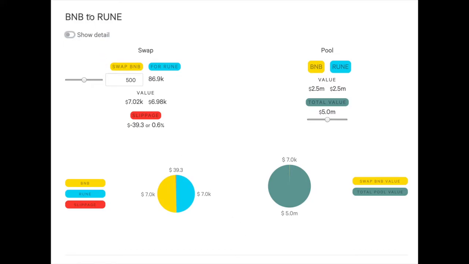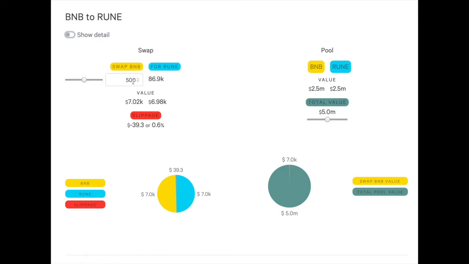So the first example is that we're going to swap BNB for RUNE. Now, we're going to use a pool. As I mentioned before, when you swap on THORChain, you're swapping across either one pool or two pools. In this case, we're just swapping for RUNE, so it's relatively simple, and we're swapping on a BNB to RUNE pool. You'll notice that the pool is made up of $2.5 million worth of BNB and $2.5 million worth of RUNE, and those numbers should almost always be pretty much identical. The total value of the pool is 5 million, and we'll come back to that later on.